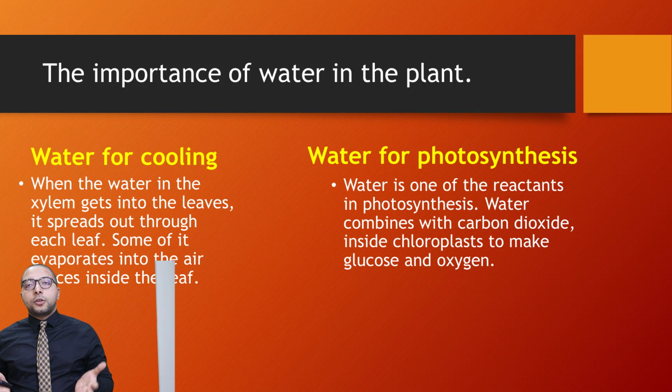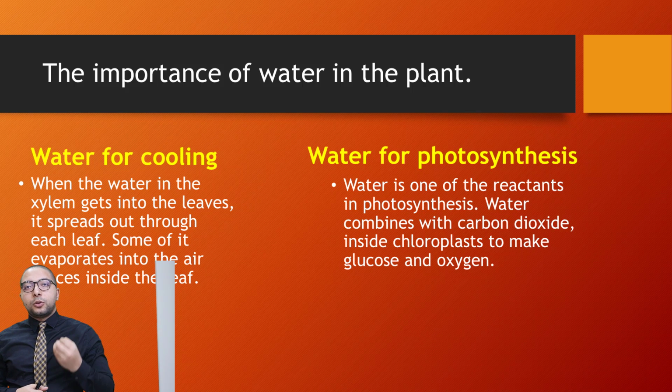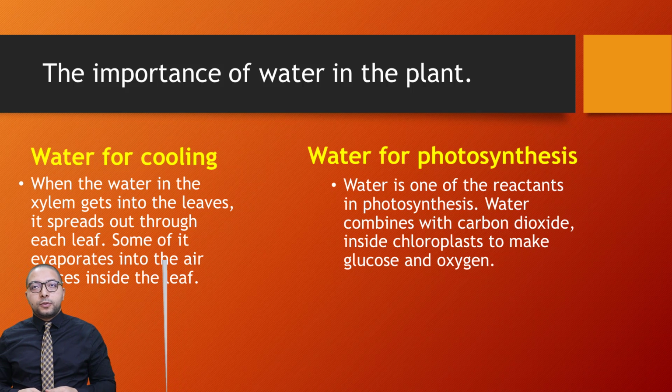As you know, water is used for photosynthesis, and it's one of the reactants for this important reaction. We have taken earlier that carbon dioxide plus water is going to change into glucose plus oxygen. So water has a very important role for photosynthesis. Fun fact: the water which is used for photosynthesis is the smallest amount of water used in the plant, and the majority goes for cooling and transport.